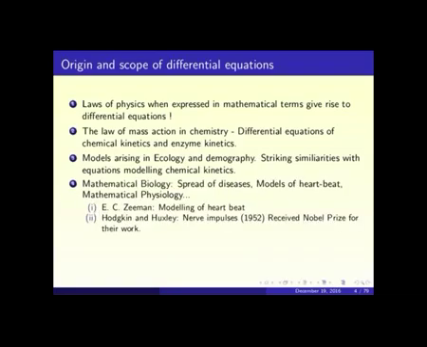Mathematical biology has today grown into a vast area, and active research is going on in mathematical biology. For example, E.C. Zeeman succeeded in modeling the heartbeat as a system of differential equations. Hodgkin and Huxley, for their work on neural impulses, received the Nobel Prize. Then there are problems which arise in geometry. So here is a situation where we see application of one part of mathematics to another part of mathematics.